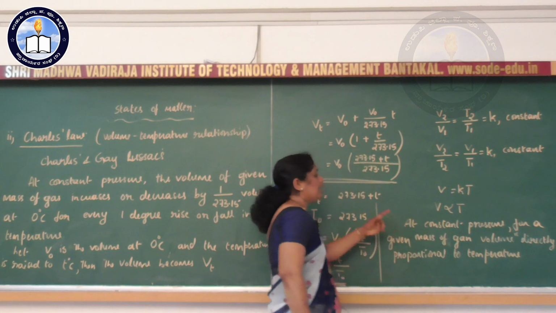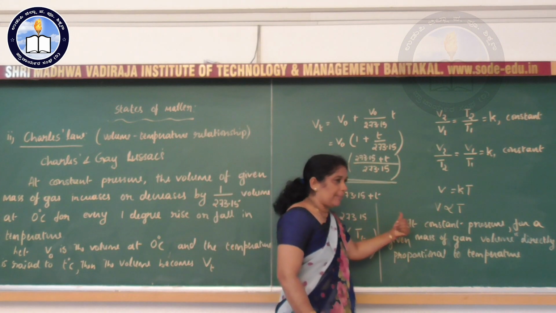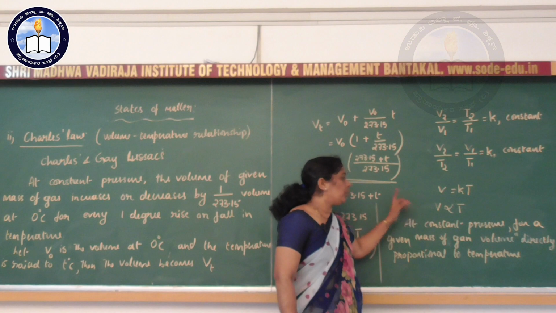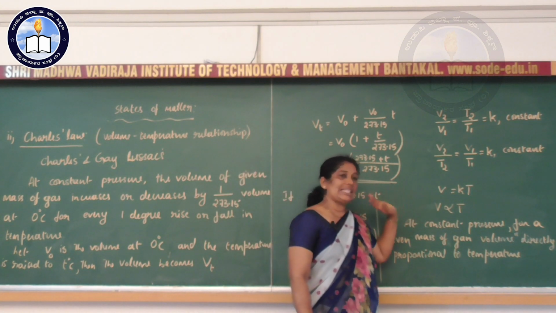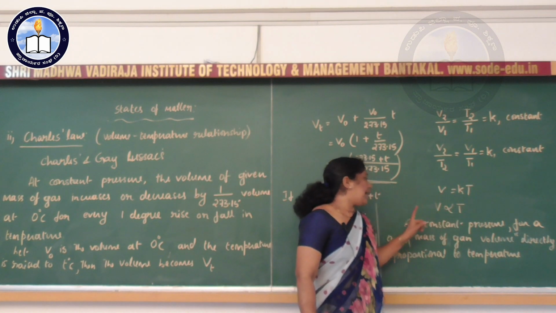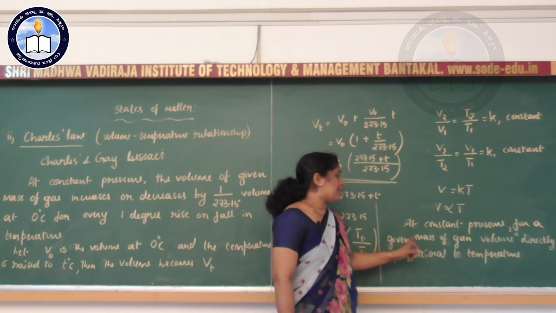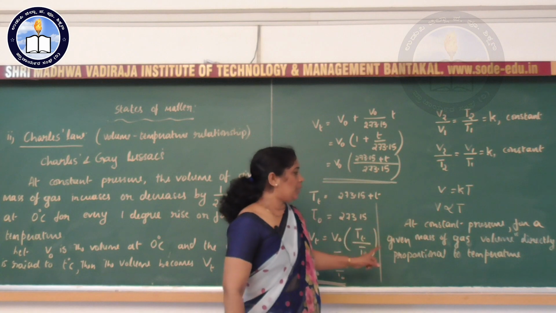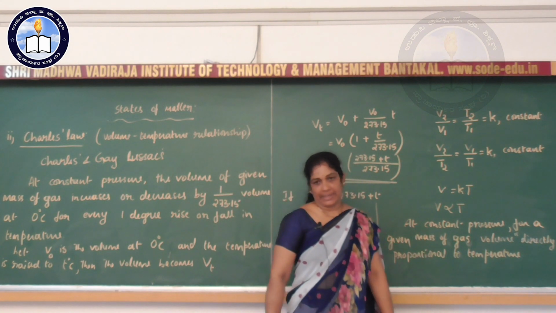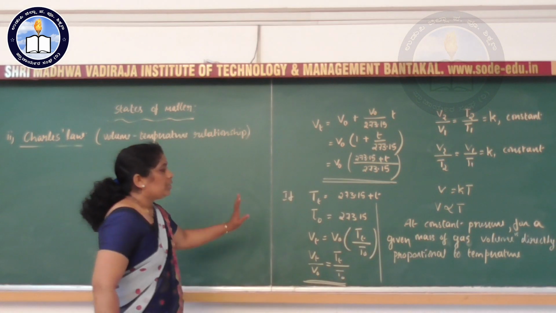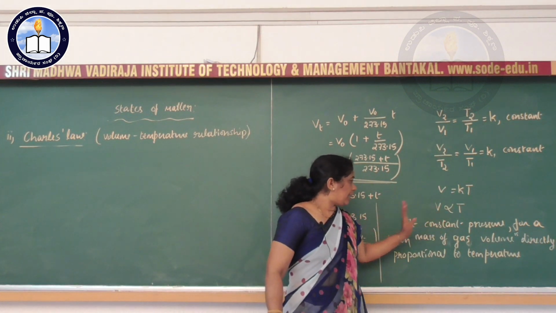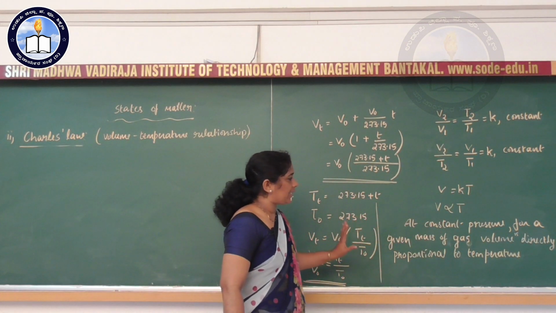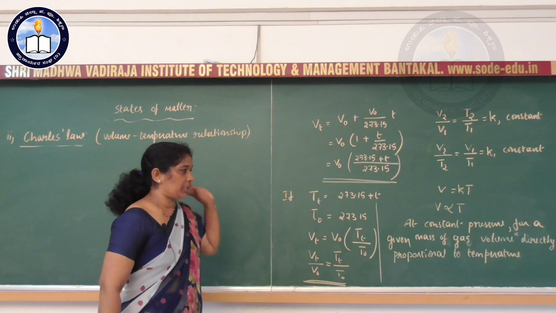So this is one more way to state Charles law. V is proportional to T at constant pressure for a given mass of gas. For a given mass of gas, volume is directly proportional to temperature. So we have concluded that volume is directly proportional to temperature at constant pressure.